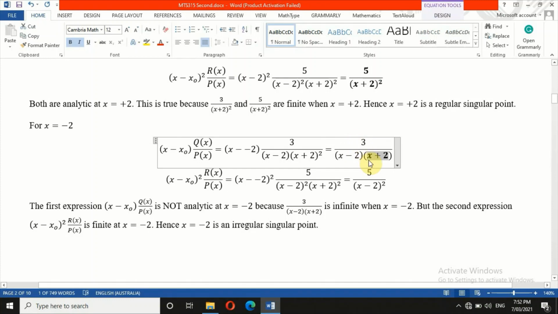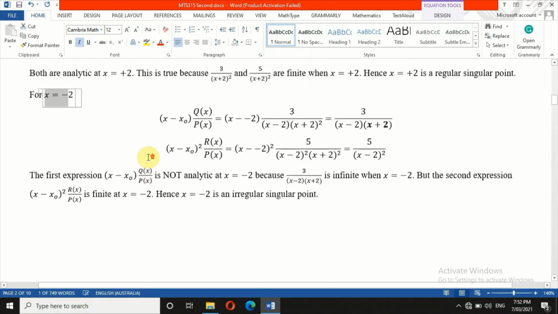But look at the other one here. By the time you put minus 2 here, minus 2 minus 2 will give you minus 4. Minus 4 squared will give you 16. That's 5 over 16. And 5 over 16 is finite. So this expression here is analytic, while this one here is not analytic. So what does that mean? It means that x equals minus 2 is a regular singular point.